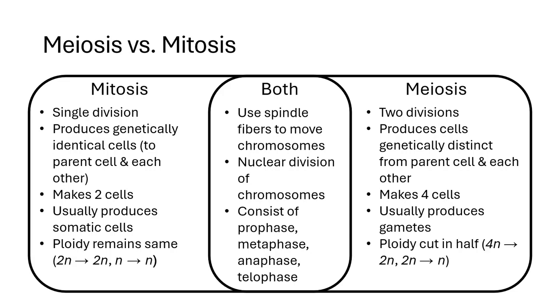And for mitosis, the ploidy remains the same. What that means is that if you start out with a diploid organism who has 2N chromosomes, you're going to end with a diploid organism. If you perform mitosis with a haploid cell, you're going to end with a haploid cell.